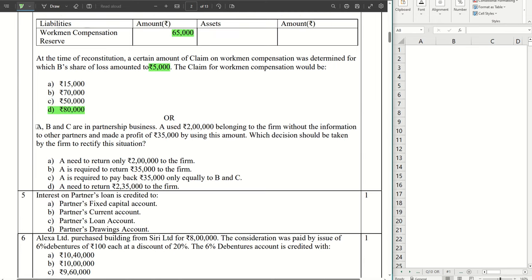We have an OR question here. A, B, and C are in partnership business. A used rupees 2 lakh belonging to the firm without the information of other partners and made a profit of 35,000 by using this amount. Which decision should be taken by the firm to rectify the situation? As per the rules of the partnership, if any partner is making any secret profit, he or she has to return that to the firm along with the money that the person has taken. So in this case, A should be returning the 2 lakh as well as the 35,000 together to the firm, which is our option number D here.